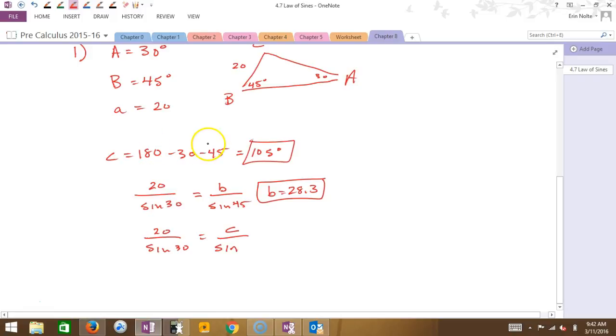Okay, my angle for side C was, what was it, 105. Okay, so I'm going to allow you guys to cross multiply this. You want to do 20 times the sine of 105, hit enter and then divide by the sine of 30. 38.6. Did anybody else get 38.6? Perfect. How are we doing?